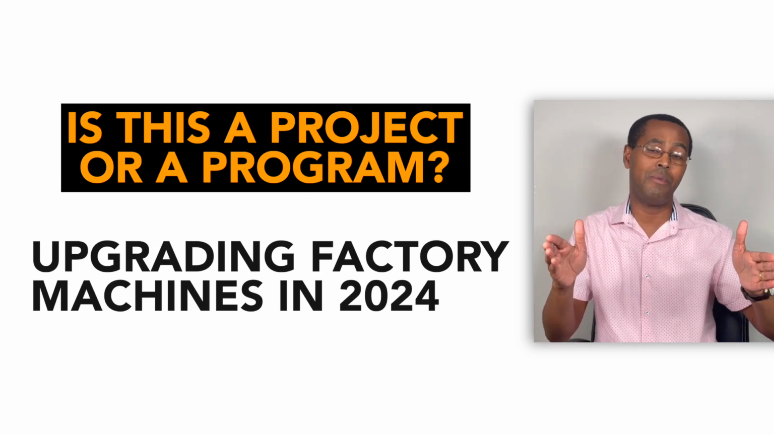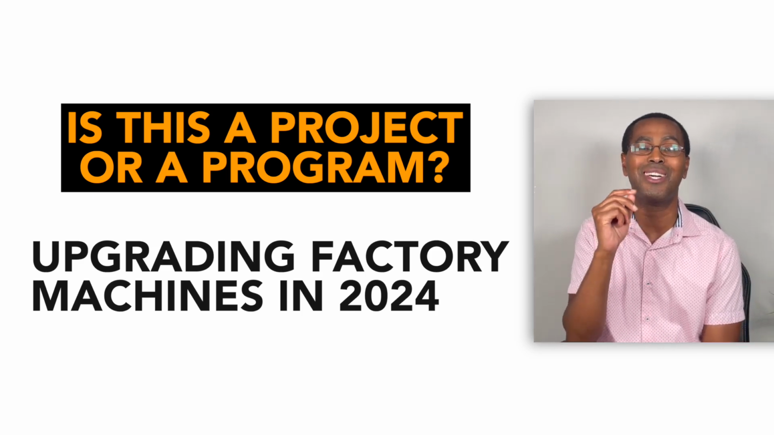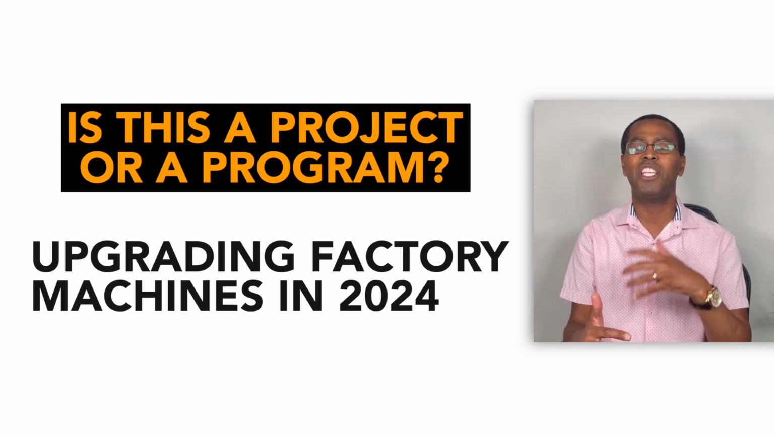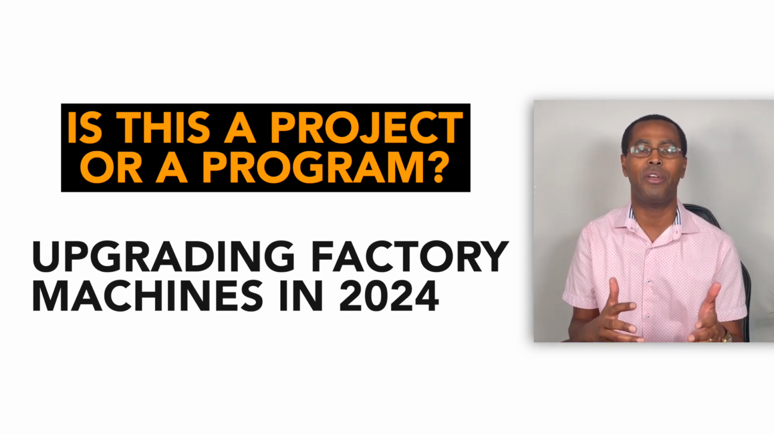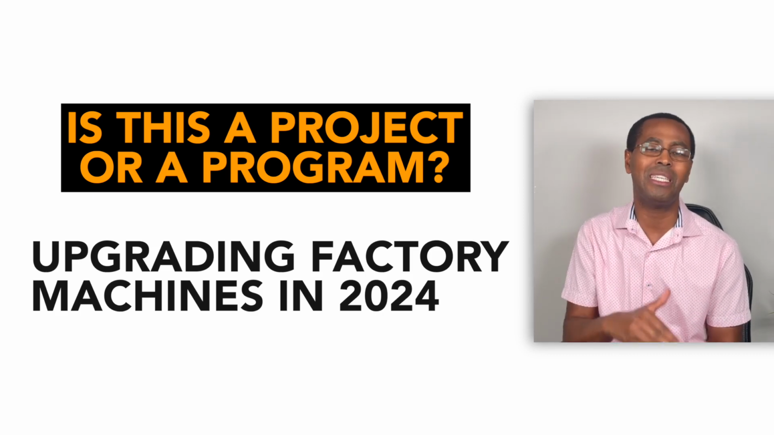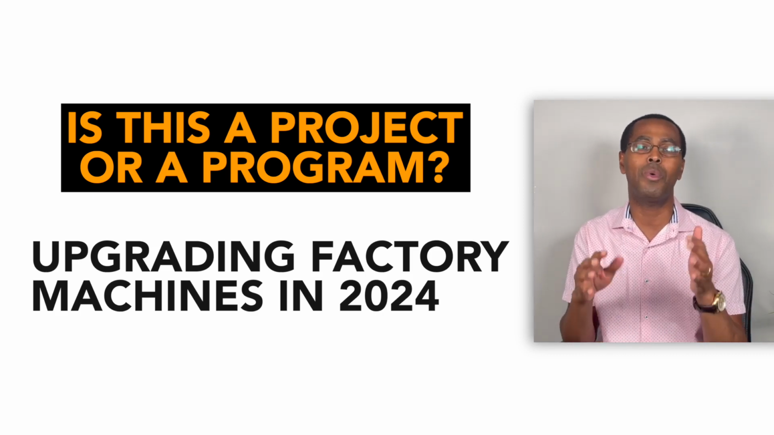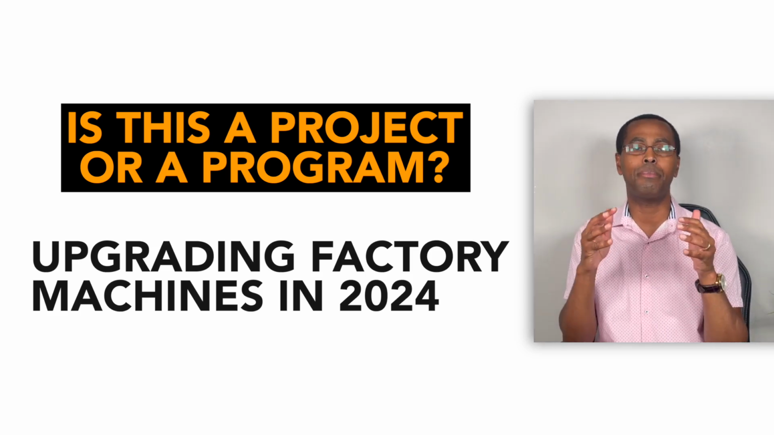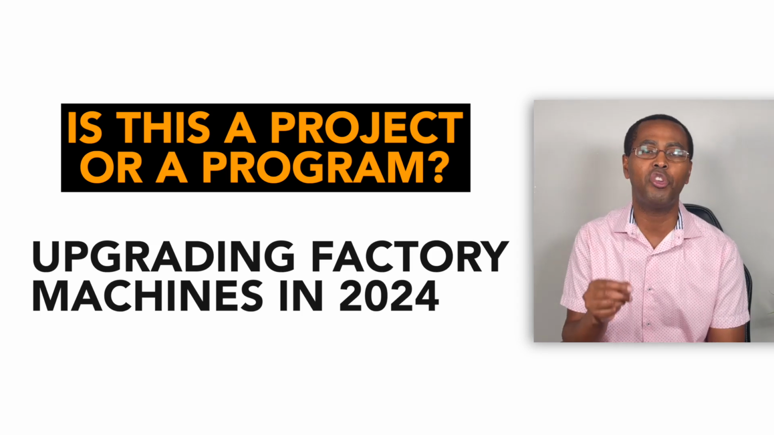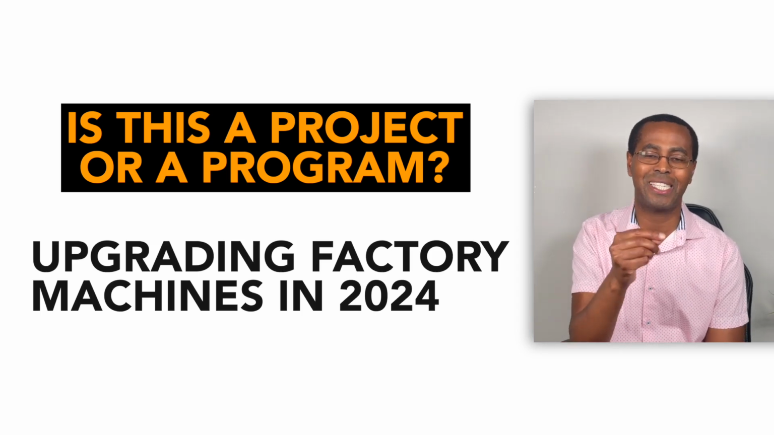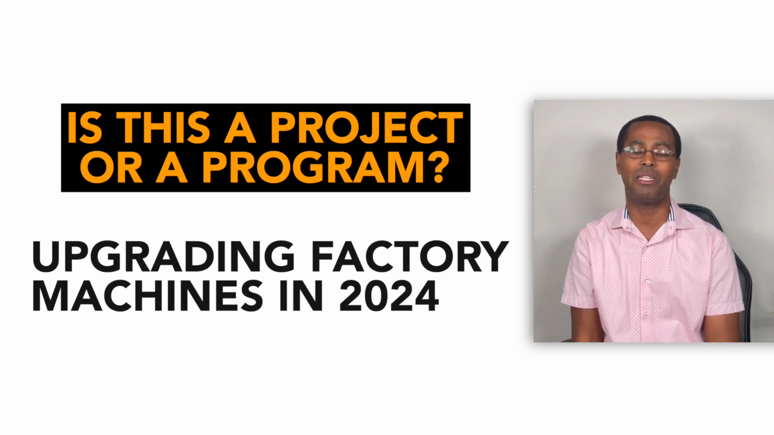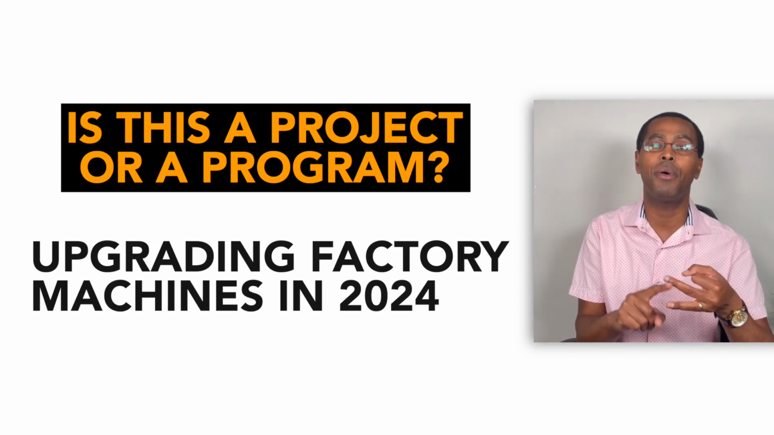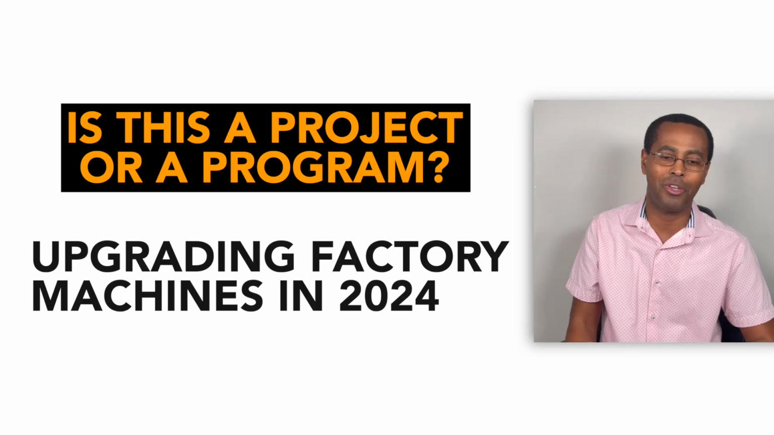Once I define the time, it immediately introduces the concept of scope. I have to define what are the specifications, what do I want to achieve? And of course, that immediately determines the budget. How much are we spending upgrading the machines? How much are we spending to give every student computers in this class? Now that's a project because it has a definite time, specified scope, specified cost.